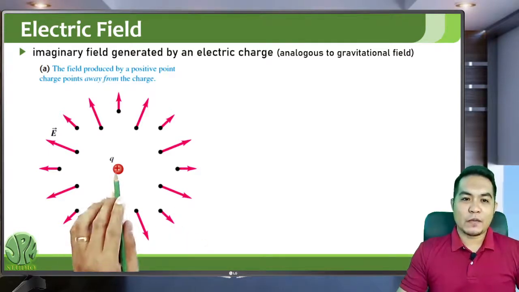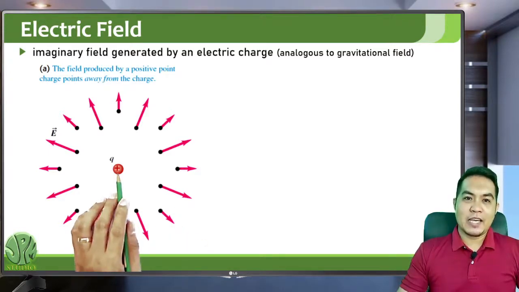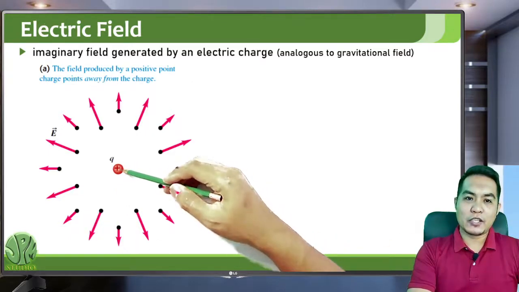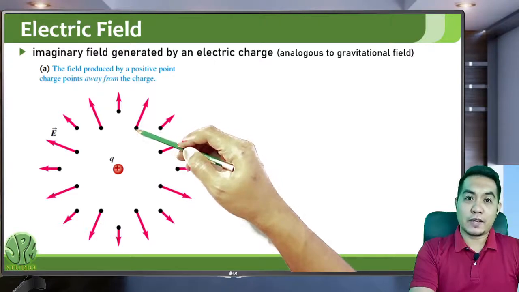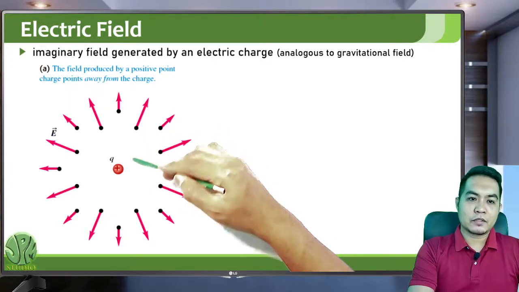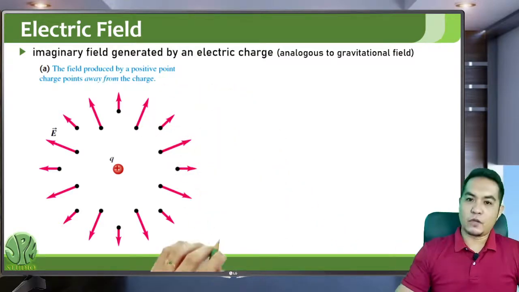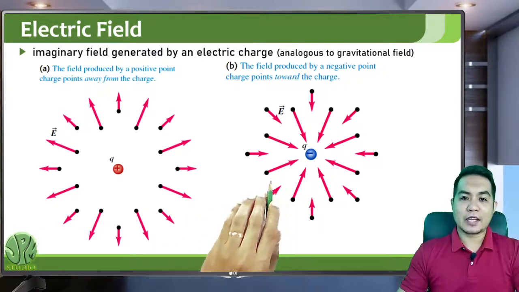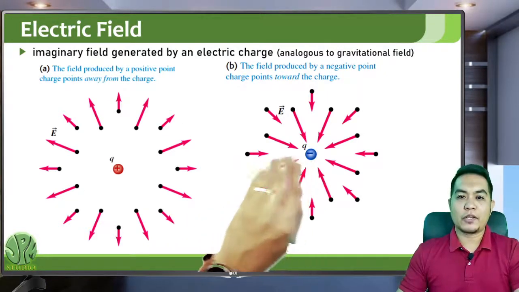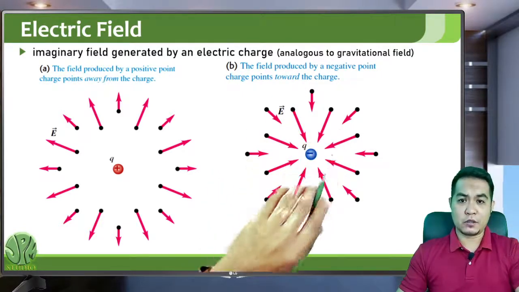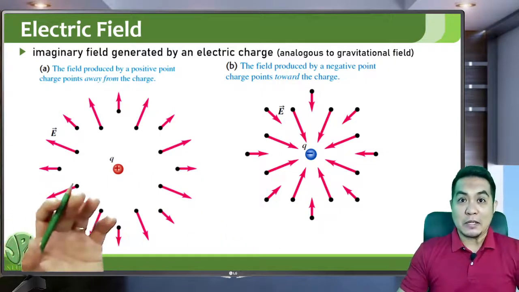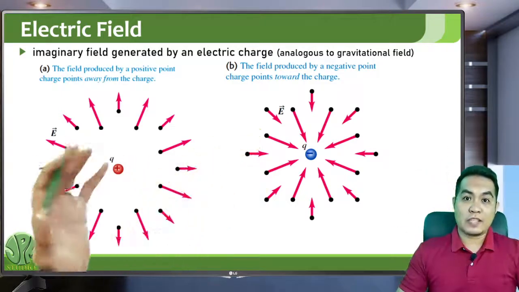If you have a point charge Q and it's positive, the electric field is pointing away from the point charge. The direction of the electric field is always along the line connecting the charge and the point where you want to find the electric field. So at this point, the electric field is pointing away from the charge if you have a positive point charge. If you have a negative point charge, on the other hand, the electric field is always pointing towards the point charge. Take note, the electric field is a vector field. It's not just a single vector, it's a set of vectors.